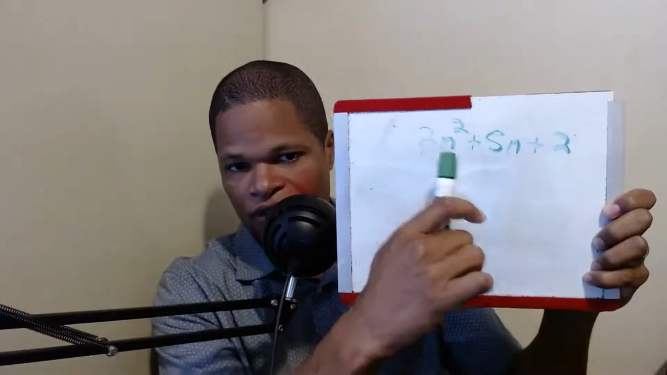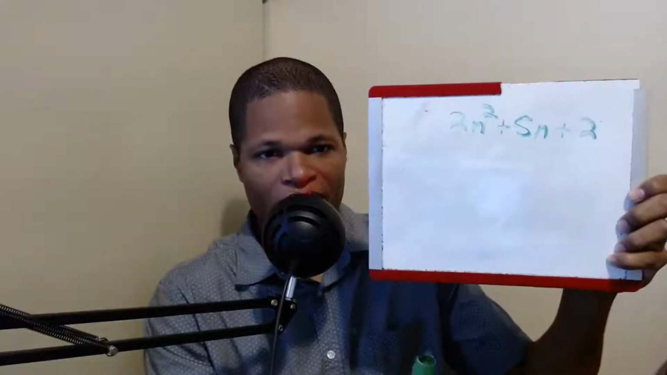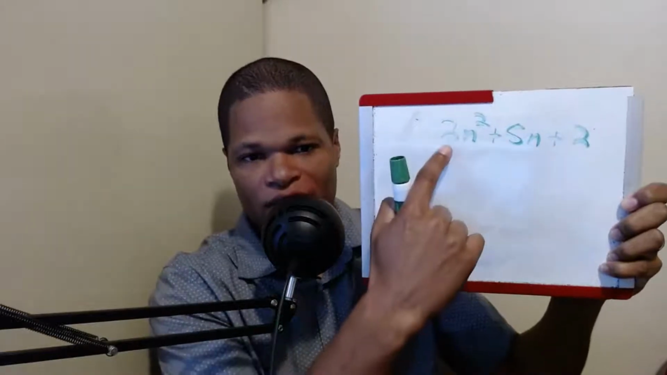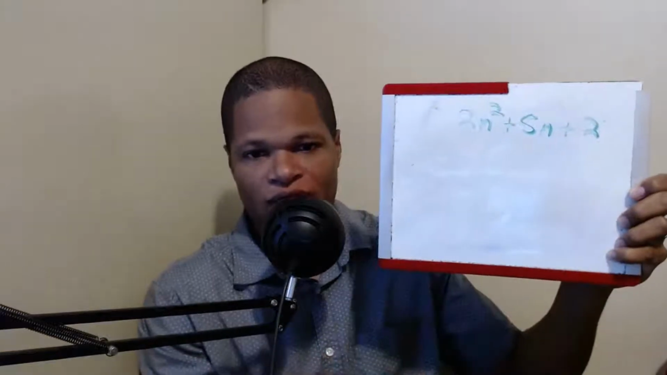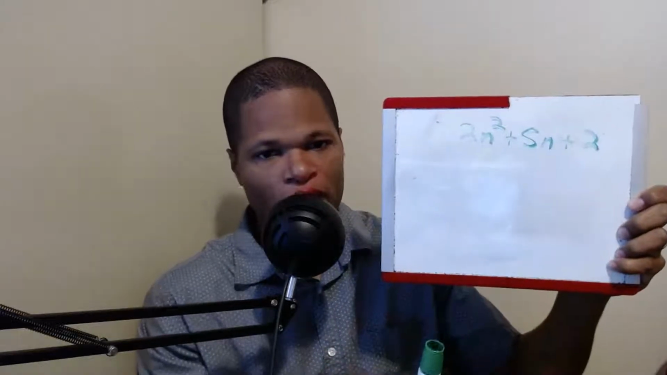Okay, notice that there are coefficients in each term, right? You got 2, you got 5, you got 2 again, but there isn't a GCF. I mean, other than 1, there's not a GCF, right? 2 doesn't go into 5, so you can't say there's anything in common. There are 3 terms, and the degree is 2. So we call that a quadratic trinomial.